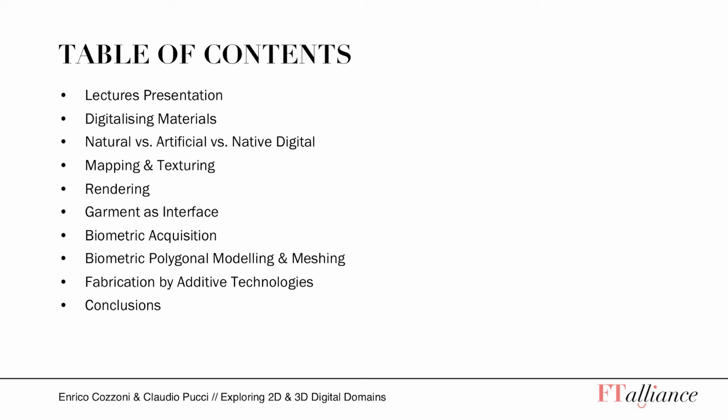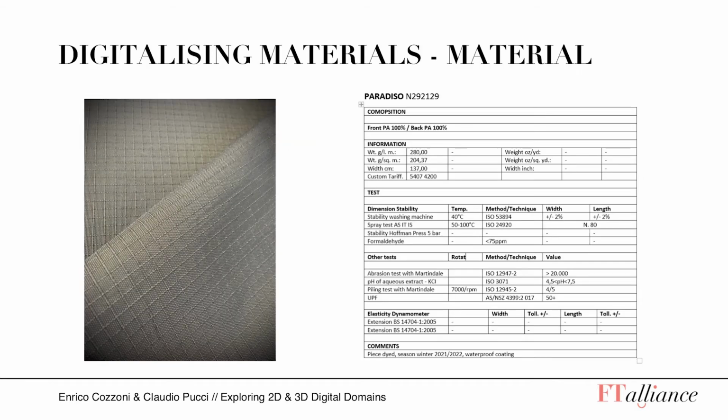The second part, the 3D part, is related to presenting the garment as a potential interface. We have worked a lot in terms of smart wearables. We will start by showing one of our prototypes, and we will show how it is possible to go from the biometric acquisition through polygonal modeling and meshing, obtaining the digital model of potential interfaces that you can produce by additive production, which means 3D printing.